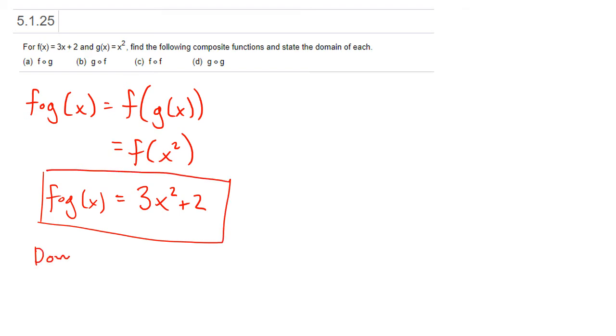Then we can ask, what's the domain? Well, the domain of the function is whatever real numbers are allowable to be plugged into it. And we have here a polynomial, and the domain for all polynomials is all real numbers. Okay. We discussed polynomials, you recall, back in chapters 3 and 4. So moving on to part B.